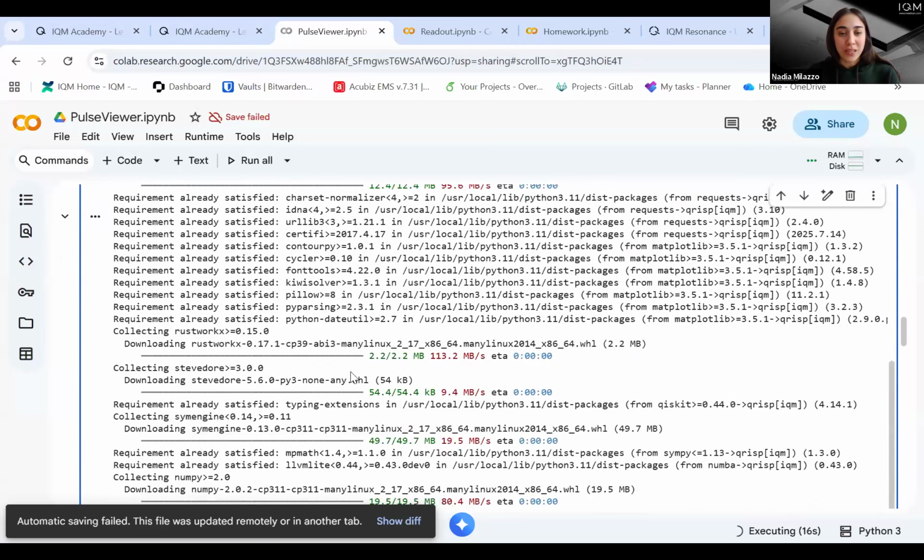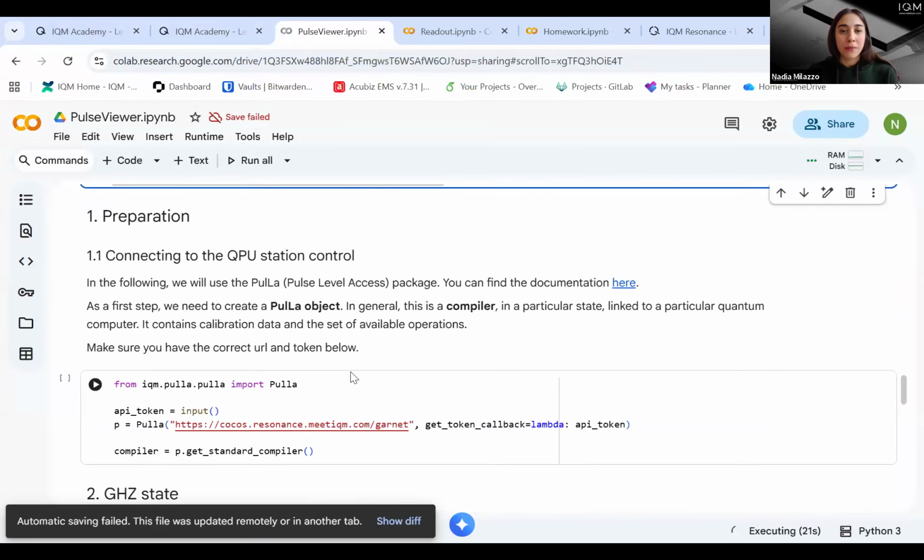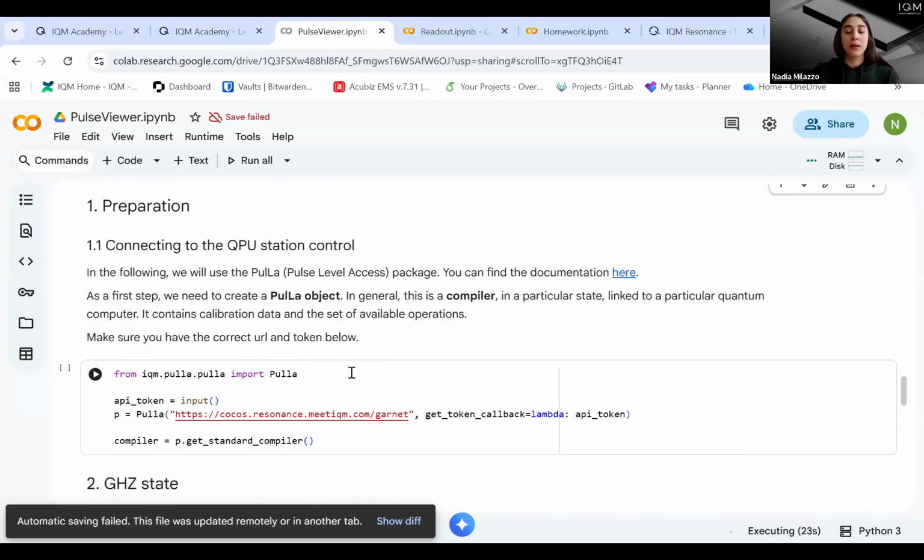Okay, be aware that there will be a second restart. And yeah, so maybe in the meanwhile, I can actually talk to you about this first cell. So here we will import Pula, this pulse level access package. And again, we have the API token as before, where you were using only CRISP or Qiskit. And again, you have the URL of the machine, of the QPU that you want to use.